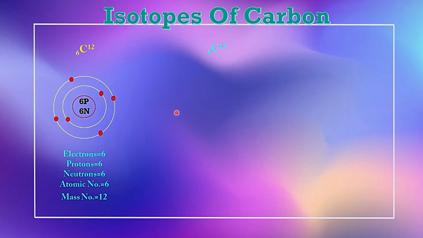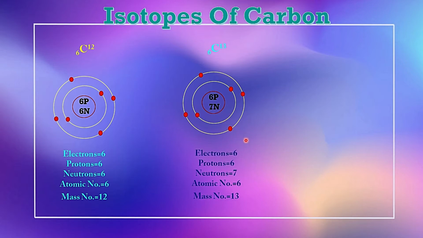This is the most common carbon. Another isotope of carbon is carbon-13. Mass number is 13 now. It has 7 neutrons. Proton numbers are the same but neutron numbers are different, you can see. Subatomic particles: electrons the same, 6, protons the same, 6, neutrons different, that is 7. Therefore atomic number is the same, 6, but mass number is 13.